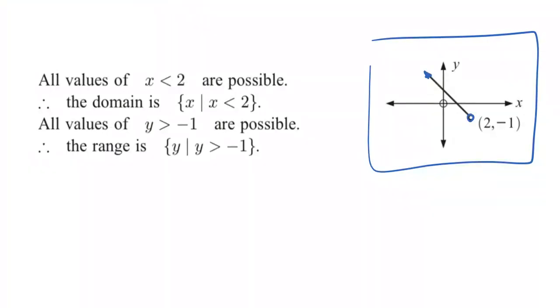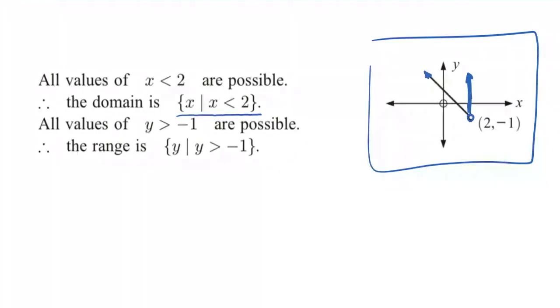So hopefully we can see already why those answers are there. The domain is going to be every input to the left, isn't it? Domain is our x values, so anything less than 2. So we can see how this is written. X is such that x is less than 2.